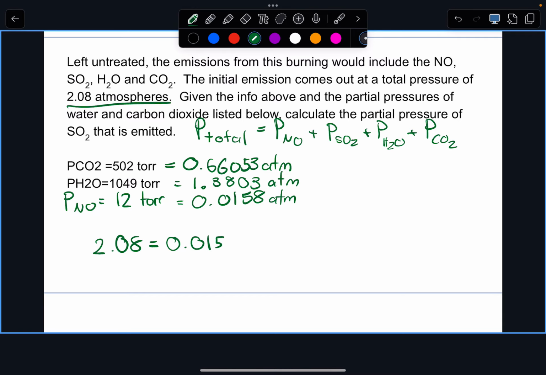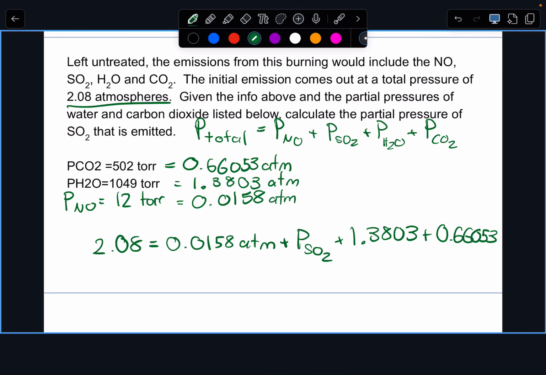Okay, the pressure of NO plus the pressure of SO2, which is what we're trying to figure out, plus the pressure of water, plus the pressure of CO2. Okay, then it's just basic algebra. We're just going to subtract off all of those individual pressures off the 2.08.